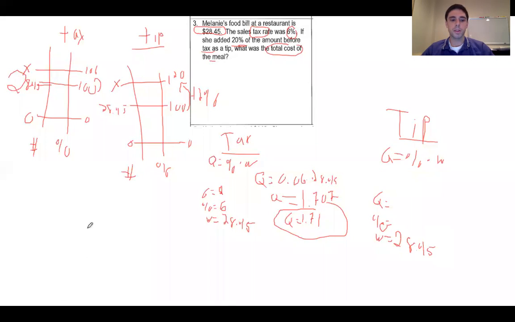What will our percent be? What's our percent going to be in this problem? All right, we have 20% or 0.20. And our quantity is going to be unknown. Great, so let's plug these in. We have Q equals 0.2 times 28.45. And what is Q?